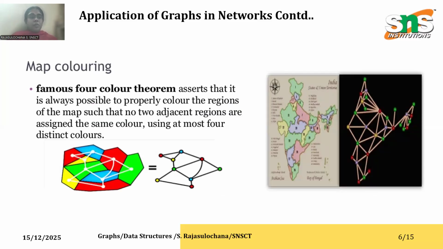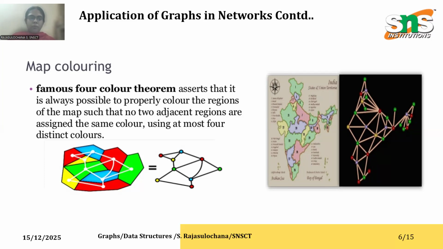This is the most common problem where graph data structure is applied, the map coloring problem. This coloring problem is the famous four color theorem. Here you want to properly color all the regions in a given map such that no two adjacent regions will have the same color. You will be using at most four distinct colors to color all the regions in the given map. So this is what the graph coloring problem is all about.